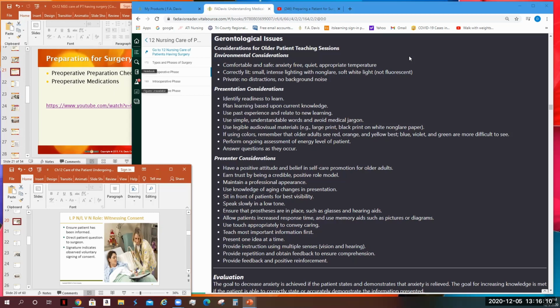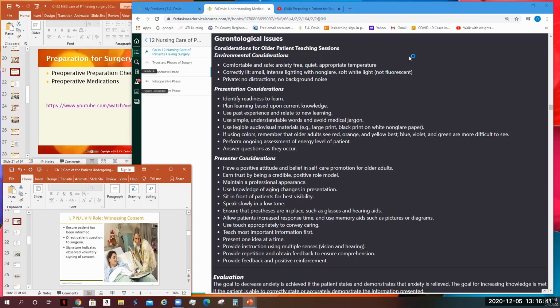Perform ongoing assessment of energy level of patient. Answer questions as they occur. Presenter considerations. Have a positive attitude and belief in self-care promotion for older adults. Earn trust by being a credible, positive role model. Maintain a professional appearance. Use knowledge of aging changes in presentation.